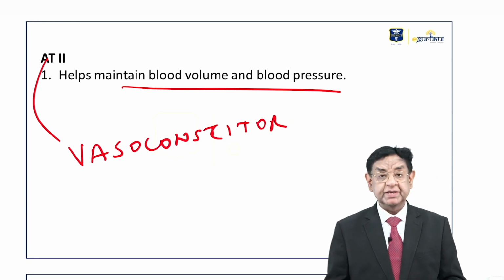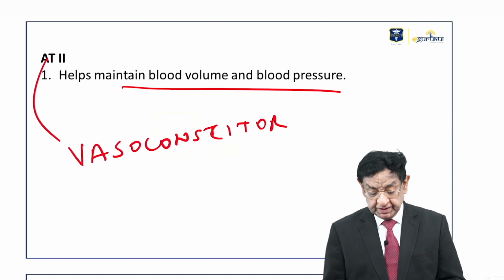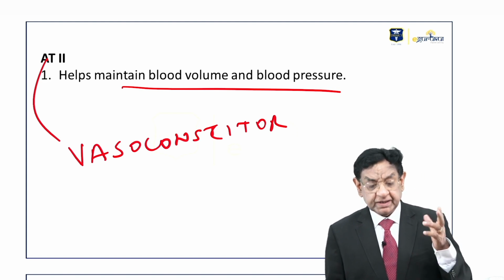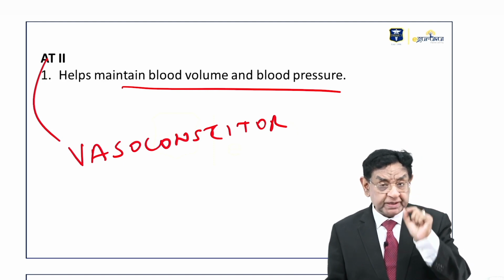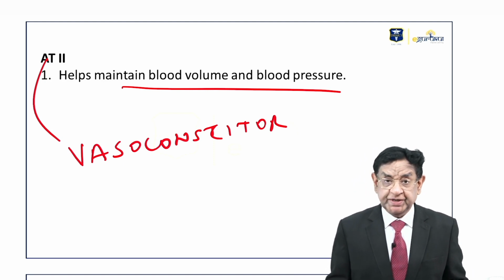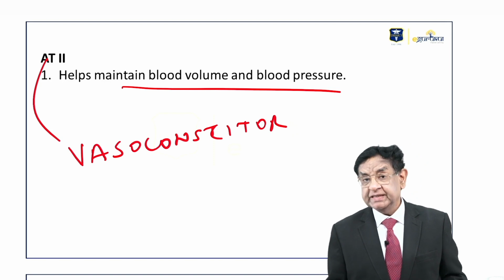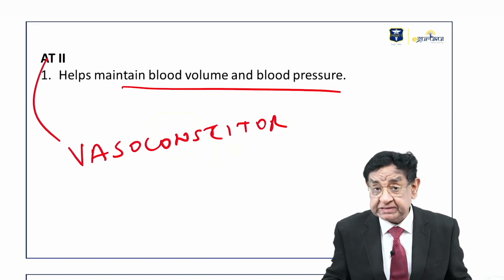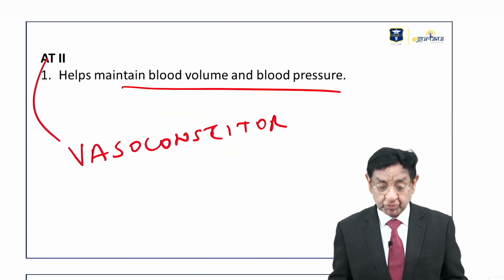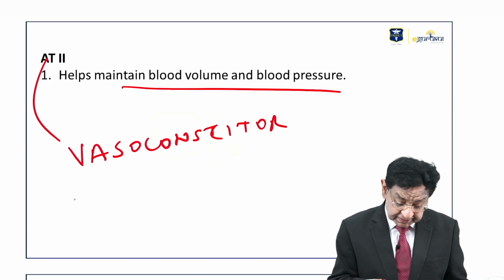Okay, constrictor. Now I have a question for you. It is a very potent vasoconstrictor. Now tell me which is the most potent vasoconstrictor in the body. Stop the video, write down the answer in your copy. What is the most powerful vasoconstrictor in the body? Well, the answer is endothelin.